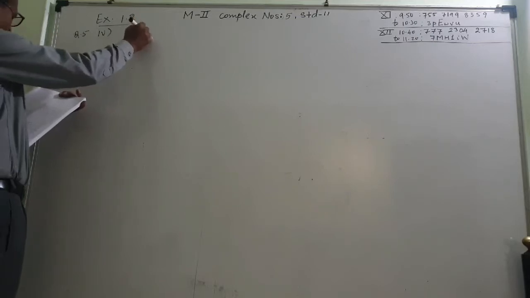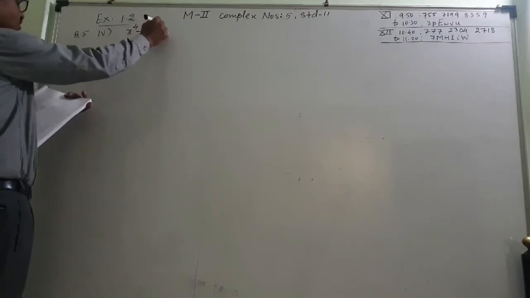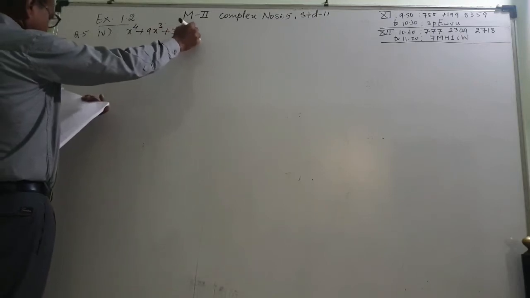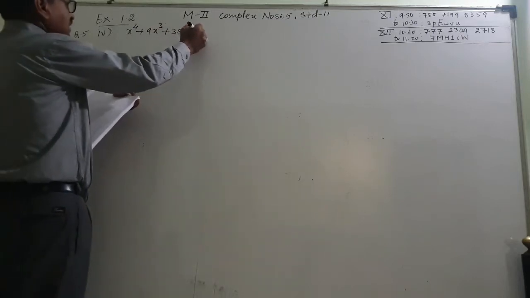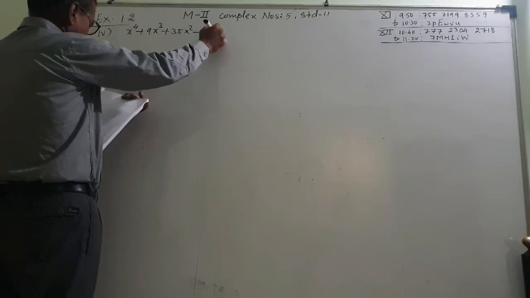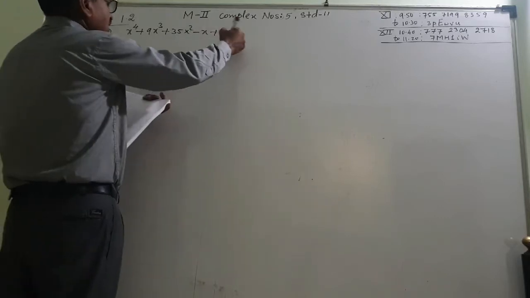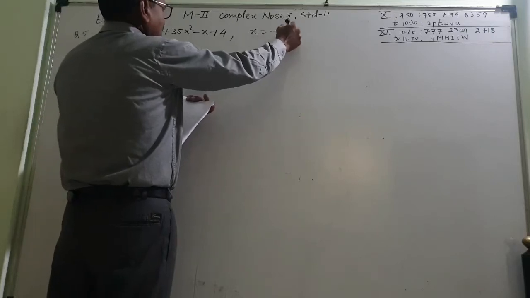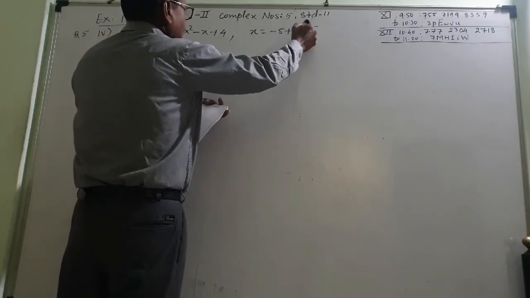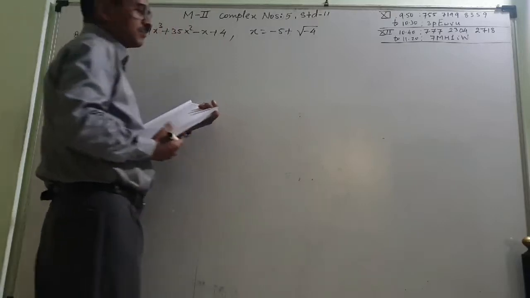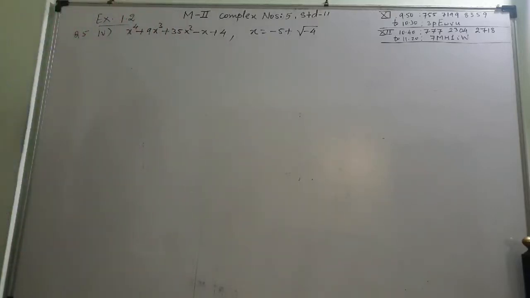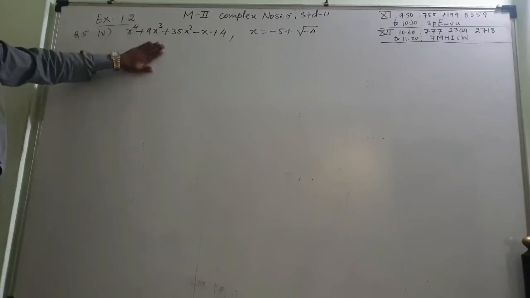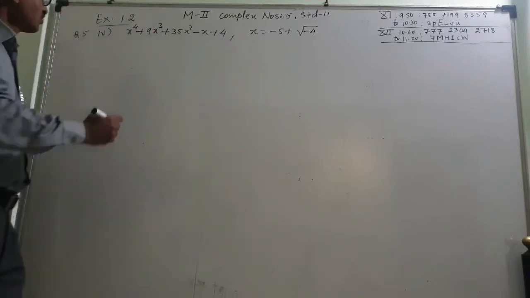x raised to 4 plus 9x cube plus 35x square minus x plus 4, if x equals minus 5 plus root of minus 4. The question is to find the value of this expression, exercise 1.2 question 5. Find the value of this if x is given. So, solution.